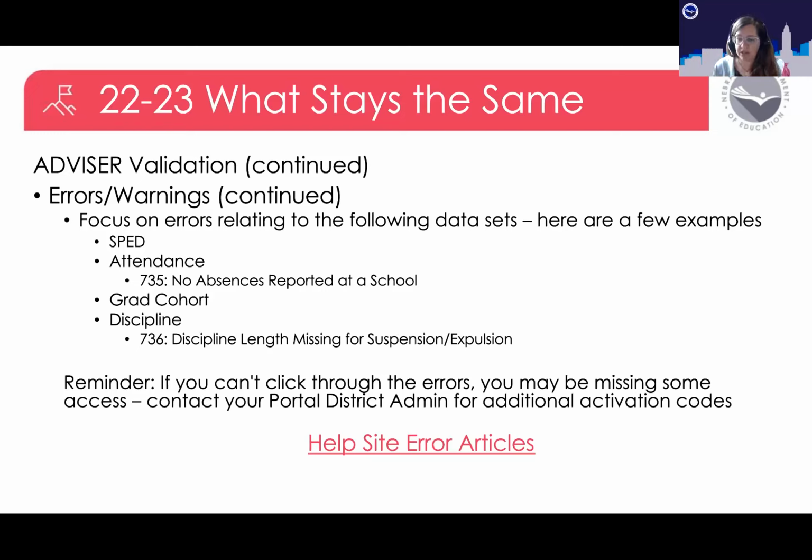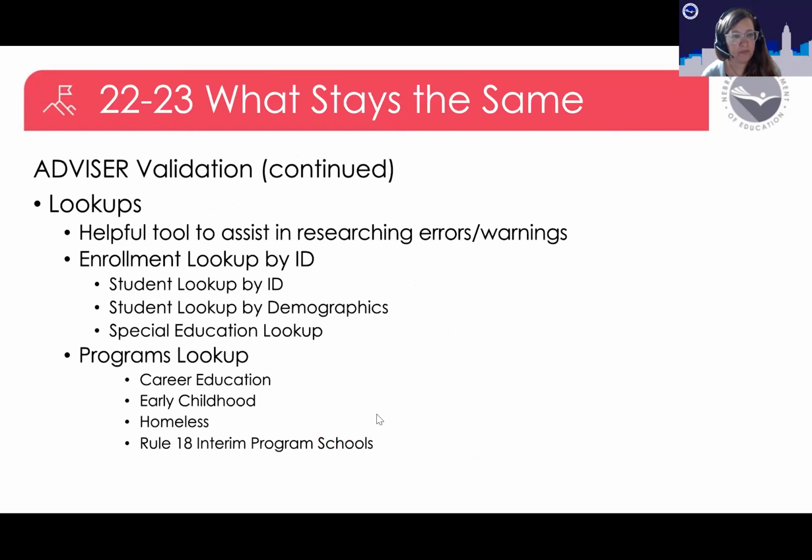So talk to your portal district administrator, and they may need to give you some additional activation codes. If you're still struggling, submit a ticket to the service desk and we can help figure out what's going on there. I did put a link in here as well to our help site, and we have a few errors documented, where it talks about how you can fix those and goes into a little bit greater detail to help you with that. So that can be useful.